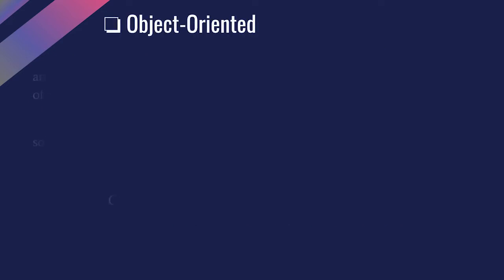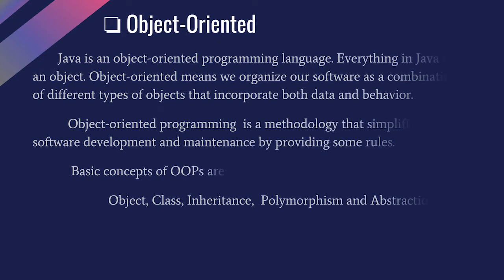Object-oriented. Java is an object-oriented programming language. Everything in Java is an object. Object-oriented means we organize our software as a combination of different types of objects that incorporate both data and behavior. Object-oriented programming is a methodology that simplifies software development and maintenance by providing some rules. Basic concepts of OOP are object, class, inheritance, polymorphism, and abstraction.